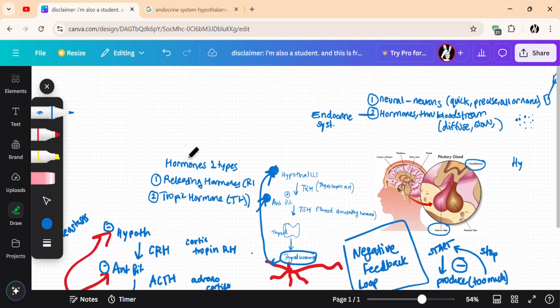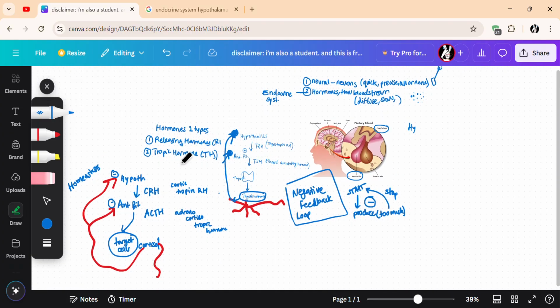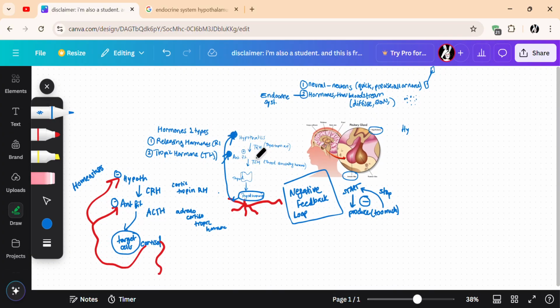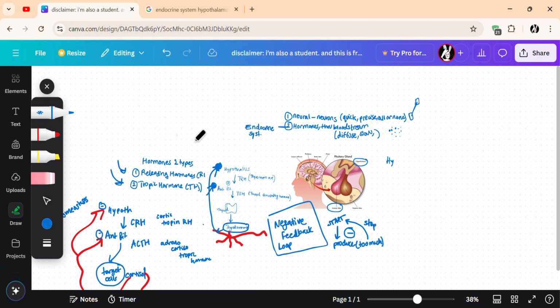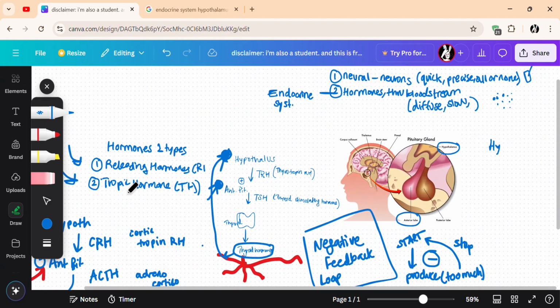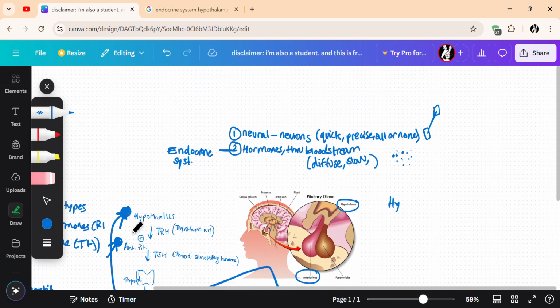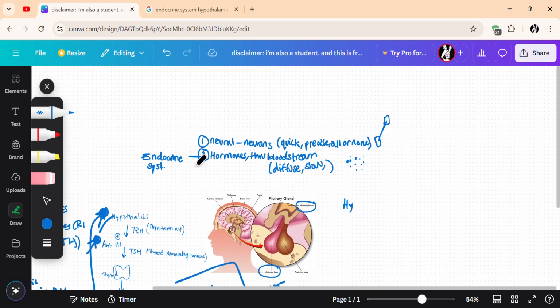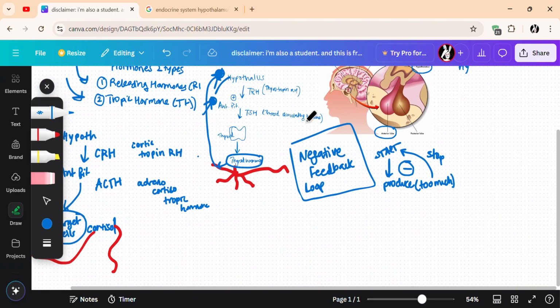So that's essentially what we've got for these two structures, the hypothalamus and the anterior pituitary, and their role in the endocrine system, and two general types of hormones. Well, there can be more types, but those are two core types of hormones, the core structures, and then, yeah, pretty much.